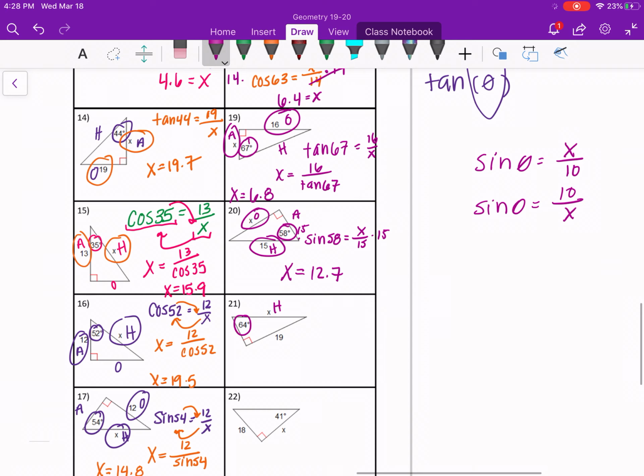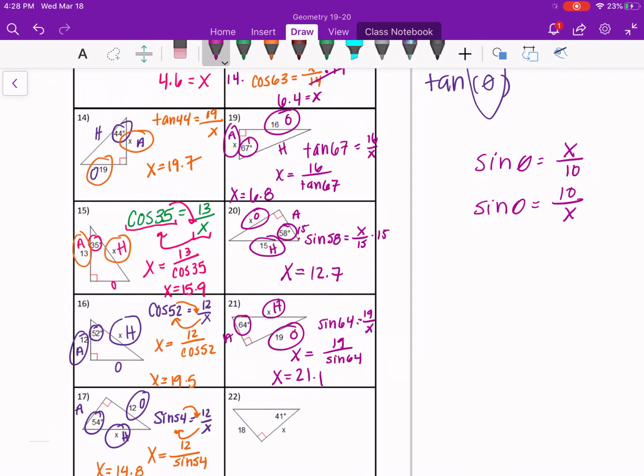Bam, bam. This is opposite, adjacent. Here we go. Sine of 64 equals 19 over x. Switch them around. Put the whole thing, sine of 64, in the denominator. Remember, it does not work if you only do half of it. You have to put all of sine 64 in the denominator, not just 64. Otherwise, that will not accurately give you your x value.